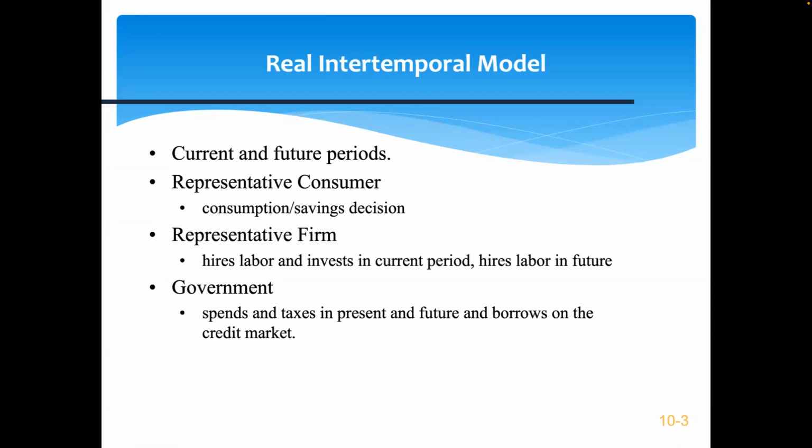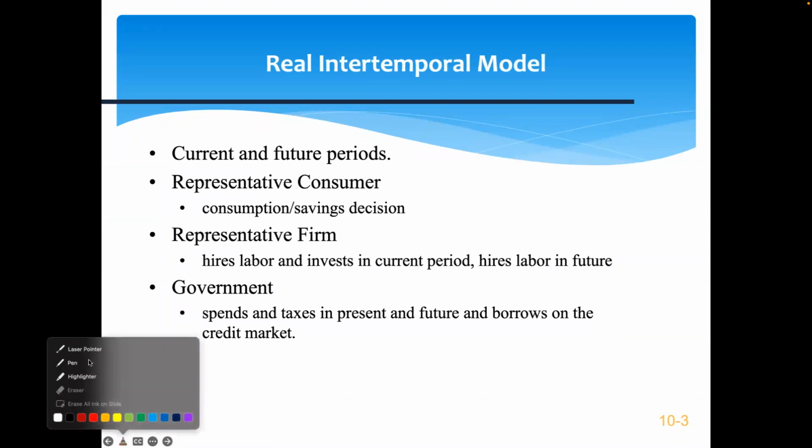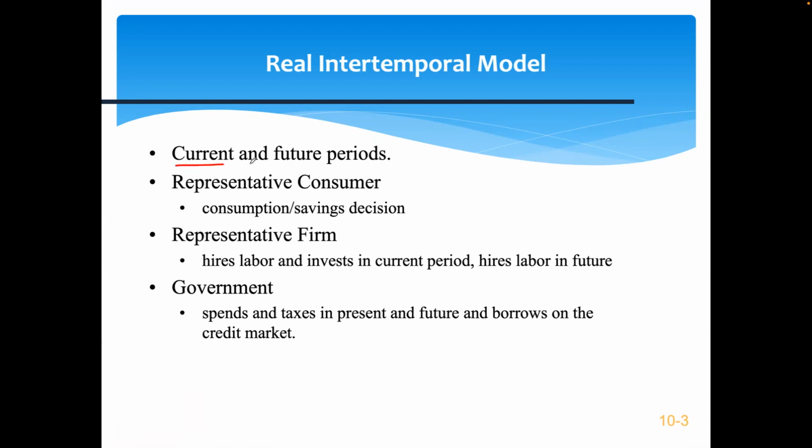This is an overview of the model. In this model, we have two periods, current and future. Remember, when we studied the consumer's choice in chapter 4, there was only one period. It's like a static model. In that chapter, the consumer was making a choice between consumption and leisure. So now we are going to extend that into two periods.